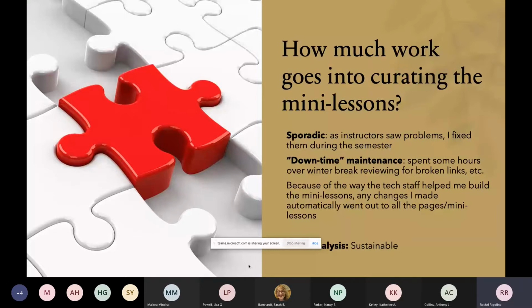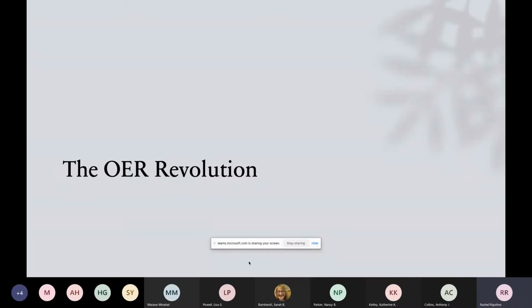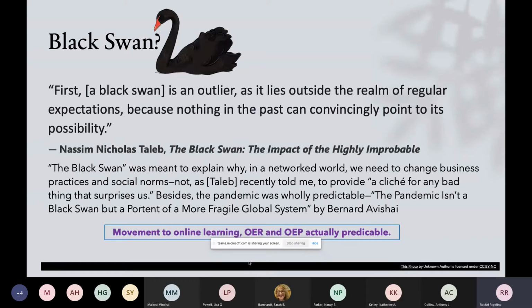So the OER revolution, which I really think it is, open educational resources. Now I'm going to go up and be a little more conceptual. I use that black swan in the first slide. And those of you that know Taleb's book about the improbable things that happened that revolutionized the world, a black swan is really an outlier. He's very, very specific about that.